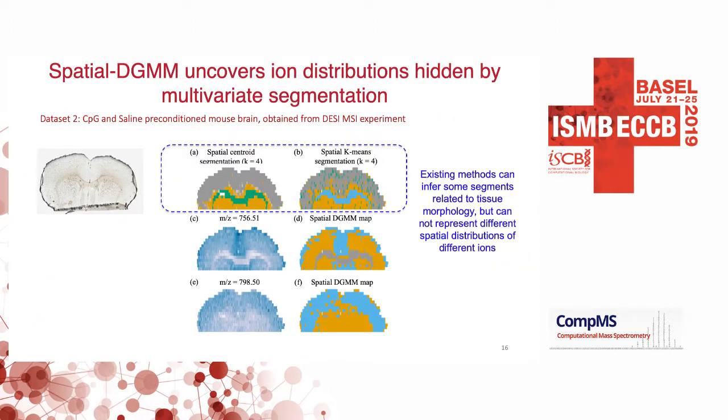The second experimental data is the CPG and silane preconditioned mouse spleen, which was obtained from a DAISY MSA experiment. This is the same data set we talked about in the introduction part on class comparison. This time, spatial centroid k-means and spatial k-means segmentation can infer some segments which can potentially be mapped back to the tissue morphology. However, once again, this cannot represent the individual spatial distribution patterns of individual ions.